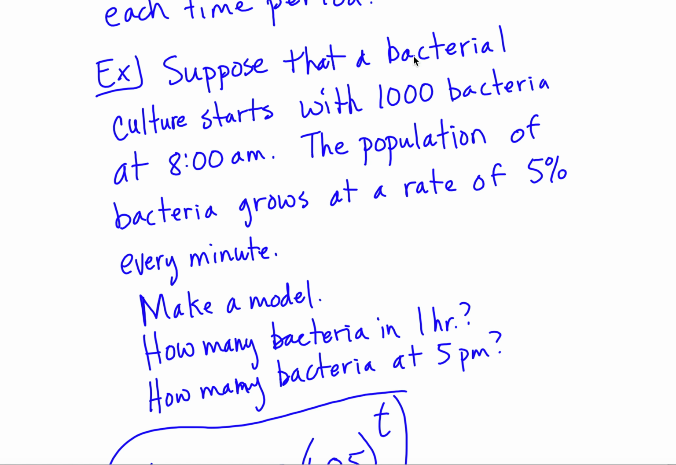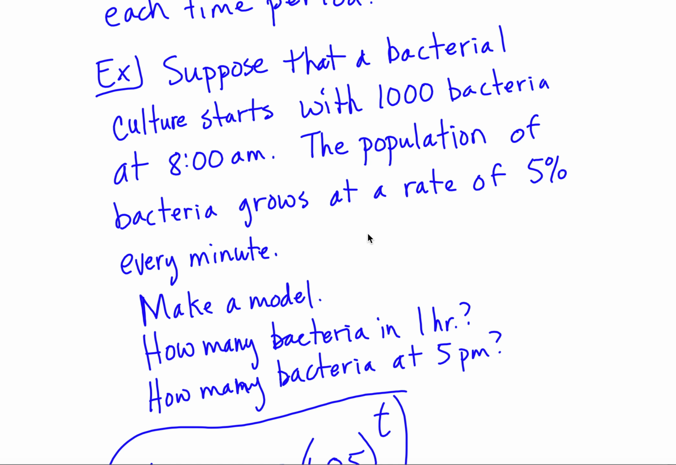So we started with 1,000. 5% of 1,000 is 50, because 0.05 times 1,000 is 50. So you have 1,000 plus the 50, or 1,050 bacteria. In 2 minutes, you're going to have that 1,050 bacteria times another 5%, and then you're going to add it to what you started with. So you take that 1,050 times 0.05 and add that back into the 1,050.